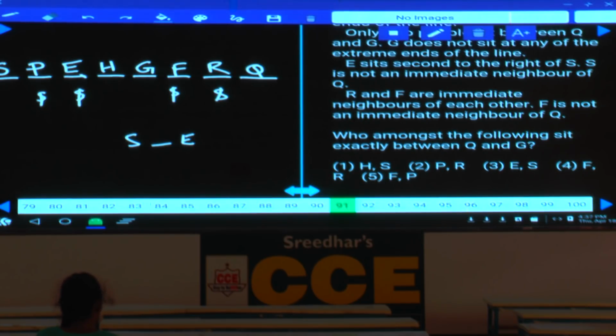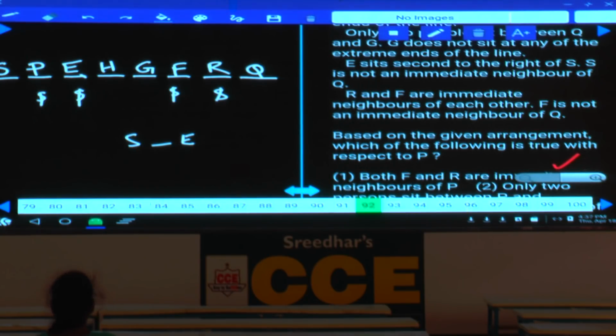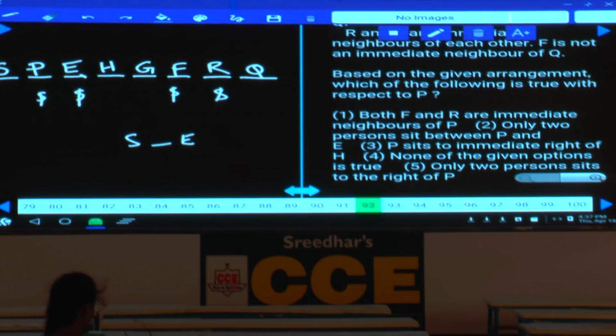Then question number 91. Who among the following sit exactly between Q and G? Exactly between Q and G, that is F and R, choice 4. Then question number 92. Based on the given arrangement, which of the following is true with respect to P? F and R are immediate neighbors of P.